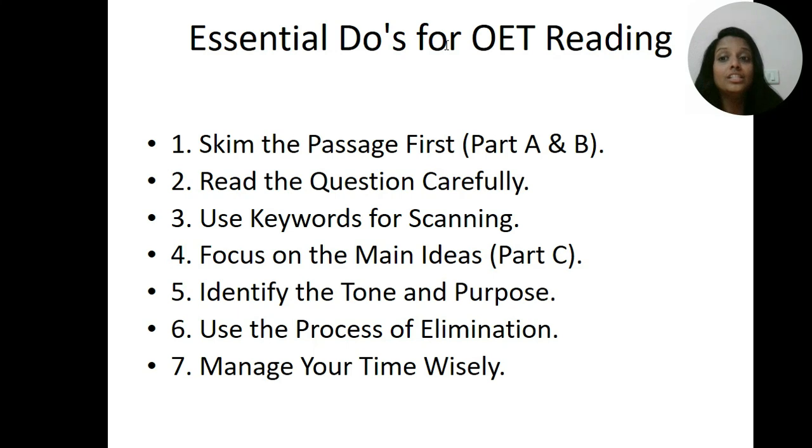Okay, and do pay attention to synonyms and paraphrasing. This is applicable for all the parts. Okay, so be aware that questions often paraphrase the information in the passage; the exact words may not appear in the question. So you need to look for synonyms, or phrases with similar meanings.